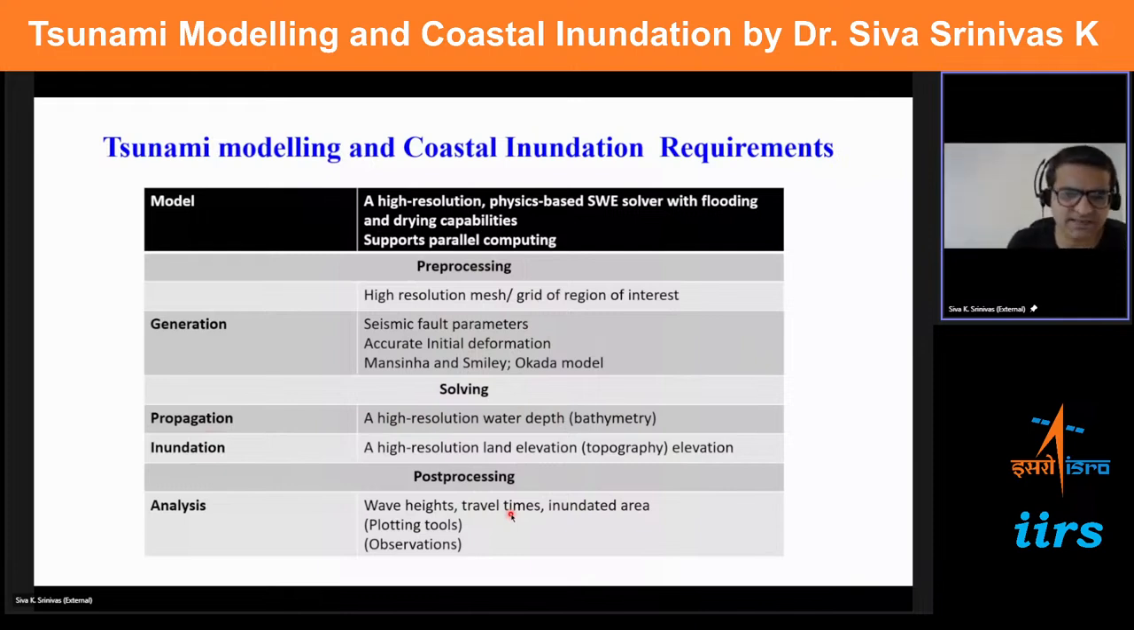So these are the basic requirements. It involves 3 steps: pre-processing, solving, post-processing. So we need a good model which supports parallel computing. We need a high resolution mesh with good information of bathymetry and topography, and we need a post-processing tool for analyzing and plotting the results. So these are the basic requirements for the modeling of tsunami.